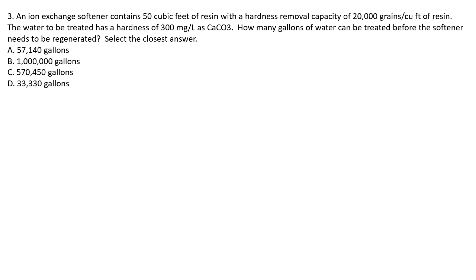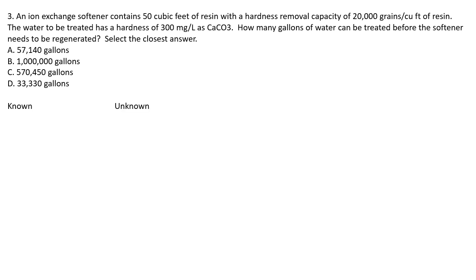Question 3. An ion exchange softener contains 50 cubic feet of resin with a hardness removal capacity of 20,000 grains per cubic foot of resin. The water to be treated has a hardness of 300 milligrams per liter as CaCO3. How many gallons of water can be treated before the softener needs to be regenerated?